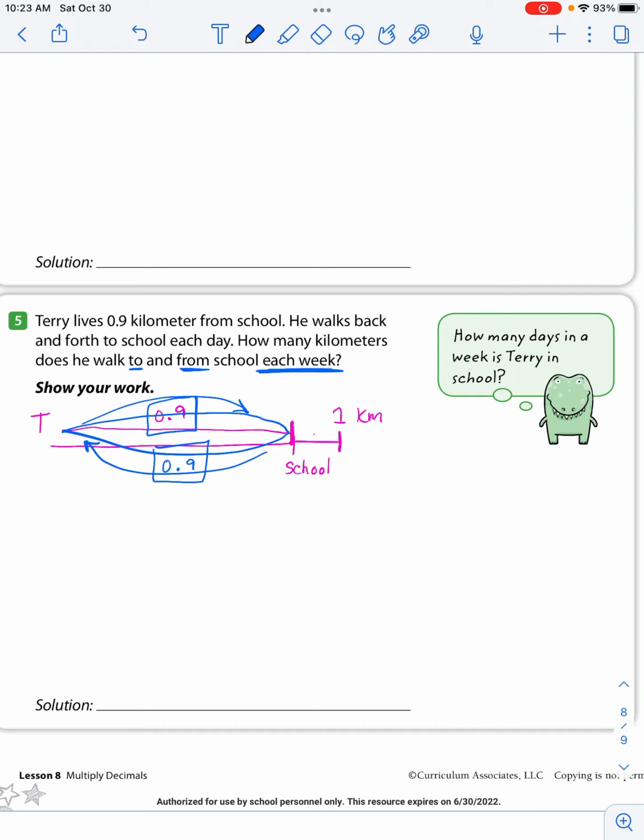Well, I'm pretty sure the drawing that I just made would show you how much he would go in one day. So this might be a multi-step problem because now we need to know how much he would go in a week, and we need to remember how many days in a week Terry goes to school. I'm pretty sure we don't make you walk to and from school on Saturday and Sunday, so something to think about. All right, you can solve those problems.